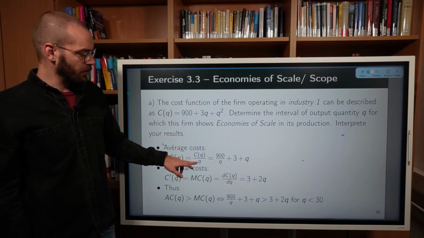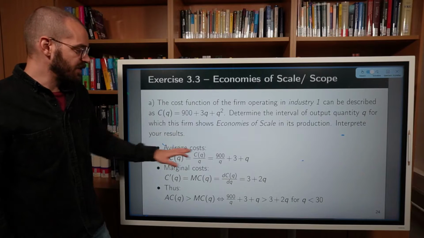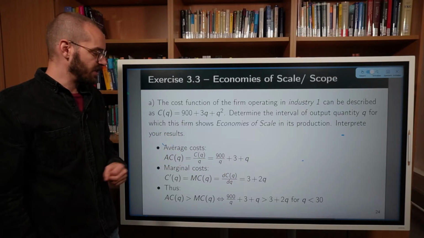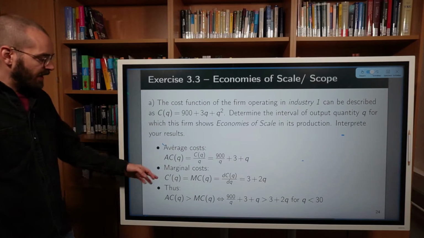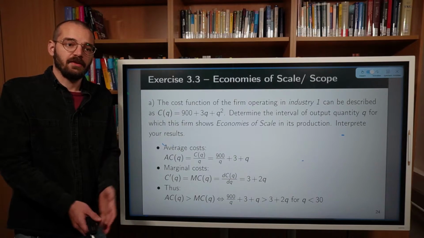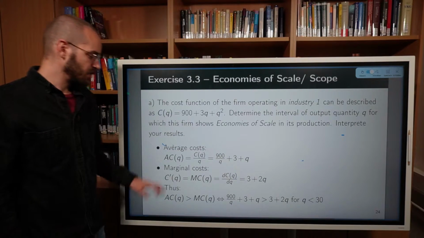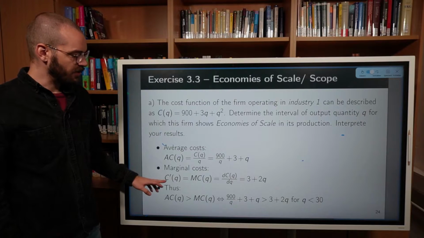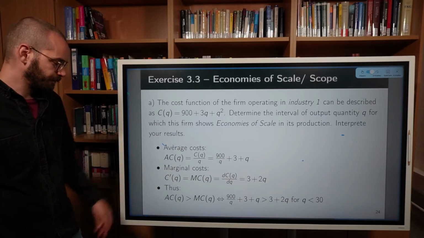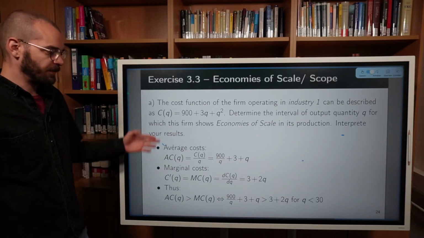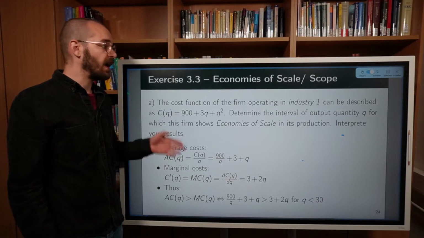For this specific function, dividing this cost function by q gives us the average cost, and this average cost then reads 900 divided by q plus 3 plus q. The marginal costs, of course, is nothing but the first derivative of the cost function with respect to parameter q. So we calculate this first derivative of the cost function, which gives us 3 plus 2 times q. So we now know all the components that we need in order to answer the question.